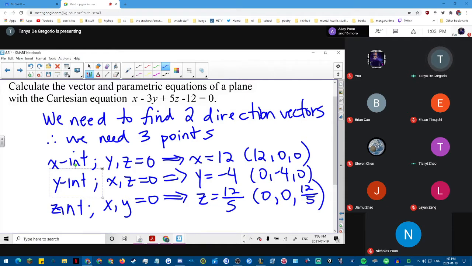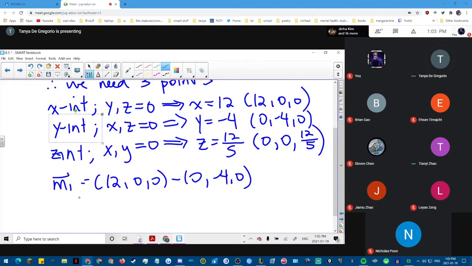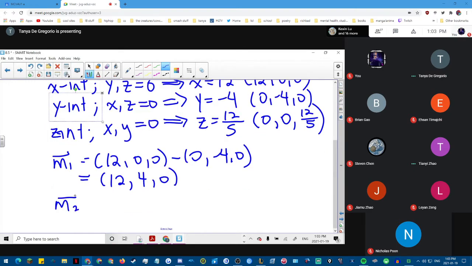Any questions so far? Okay, you can use any 3 points, guys. Doesn't have to be these ones. Okay, any 3 points. Okay, so now I need to find 2 direction vectors. So just choose any 2 of the points and subtract them. I'm going to use the first 2. And then my second. And again, guys, you can subtract whatever you want. It doesn't matter.